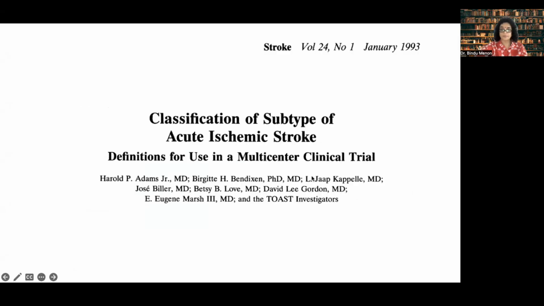Hi, today we will be discussing the classification of the subtypes of stroke. So now this has been taken from the Stroke journal way back in January 1993.